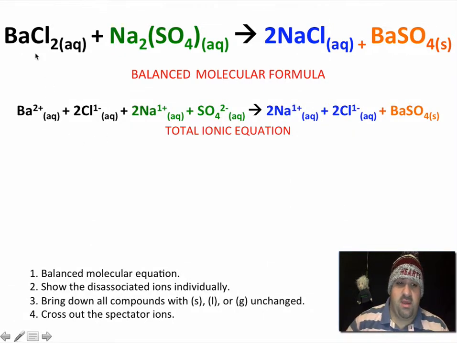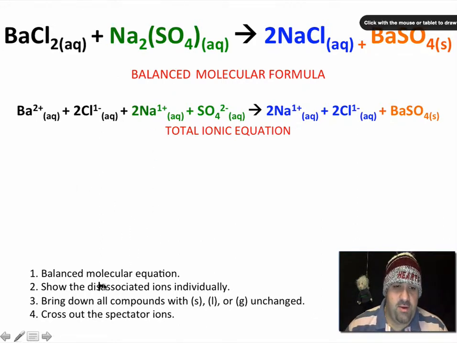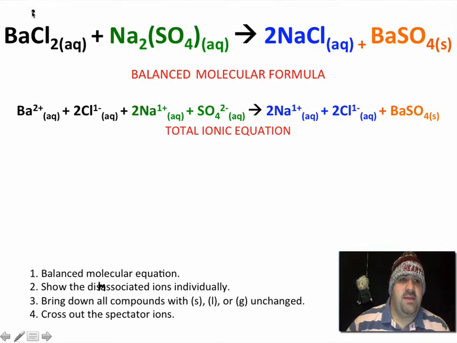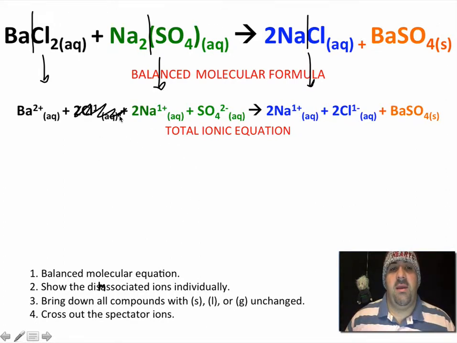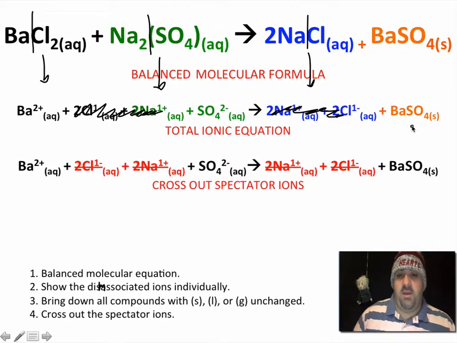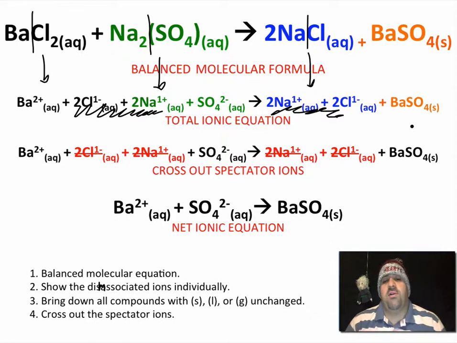We dissociate these objects. Again, mental errors. This gets dissociated. This gets dissociated. This gets dissociated. That's all we did with these. We separated the ions and indicated their charge. And then we crossed off the spectator ions. The chloride and the sodium, they didn't do anything. So the final reaction was just barium plus sulfate yields barium sulfate solid. And we ended up with that as our net ionic equation.